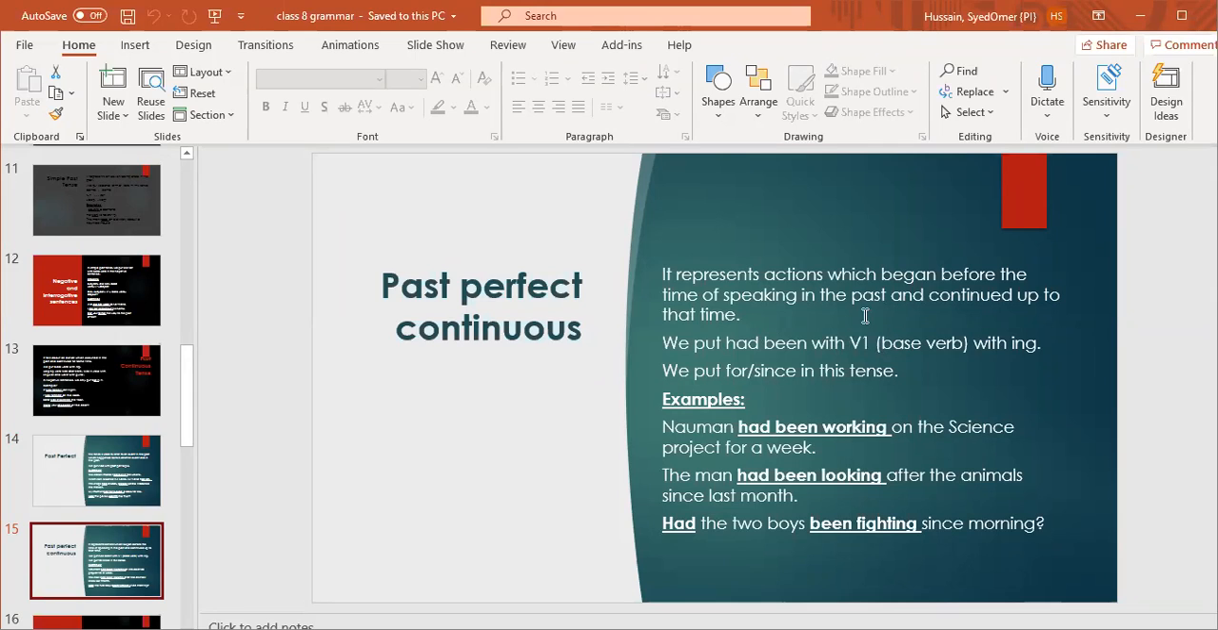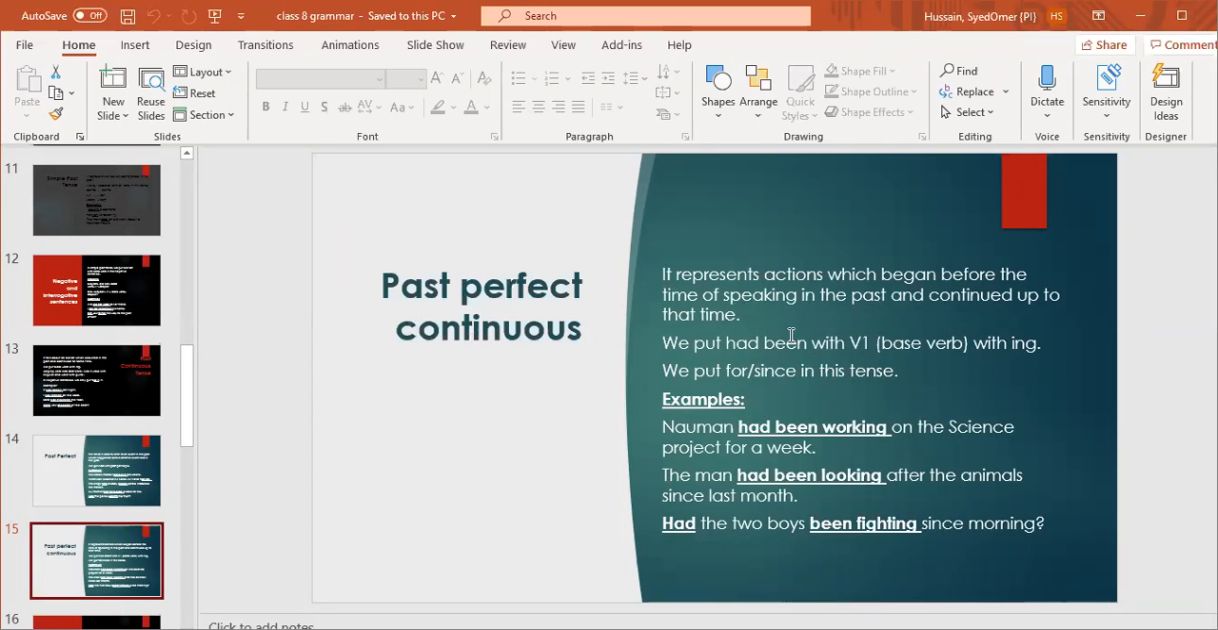It tells about an action which began before the time of speaking in the past and continued up to that time, and we put had been with the base verb with ing. That continuous verb remains the same, first form of verb with ing. Perfect helping verb remains the same, that is had, H-A-D, had, if it is past. And if it is present, then it is has or have. And how do we join them? With been.